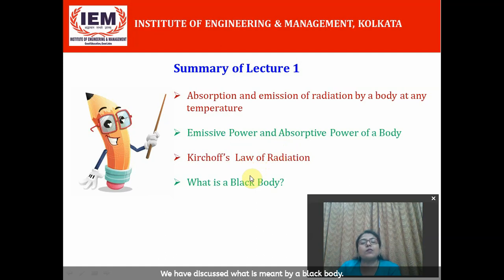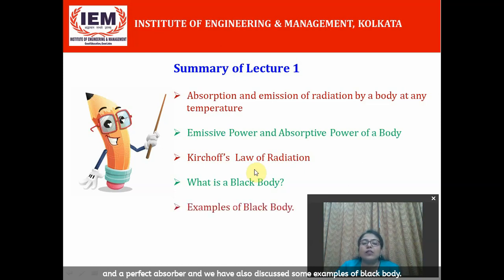We have discussed what is meant by a black body. A body which can absorb all radiation that is incident on it is a perfect black body, and a perfect black body is a perfect emitter and a perfect absorber. And we have also discussed some examples of black body.